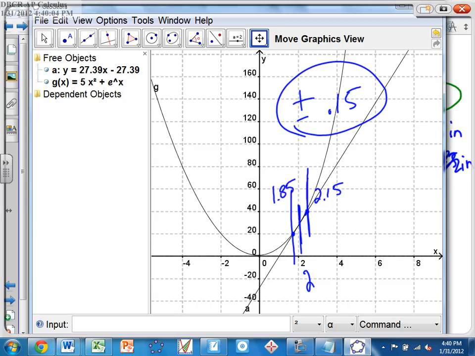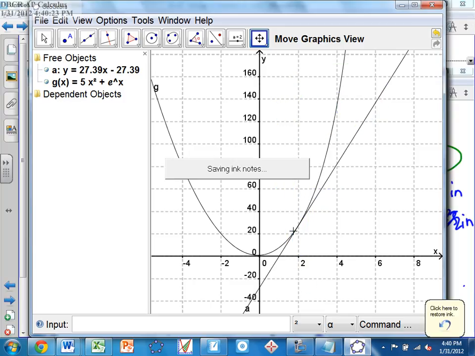So if they ask you for an interval, 1.85 to 2.15. If they say, how precise is it? To what values of x is the precision? Plus or minus 0.15. Okay? Precision versus an interval here, two different things. Questions on this? Okay. Let me see if I want to continue with the next one here first.